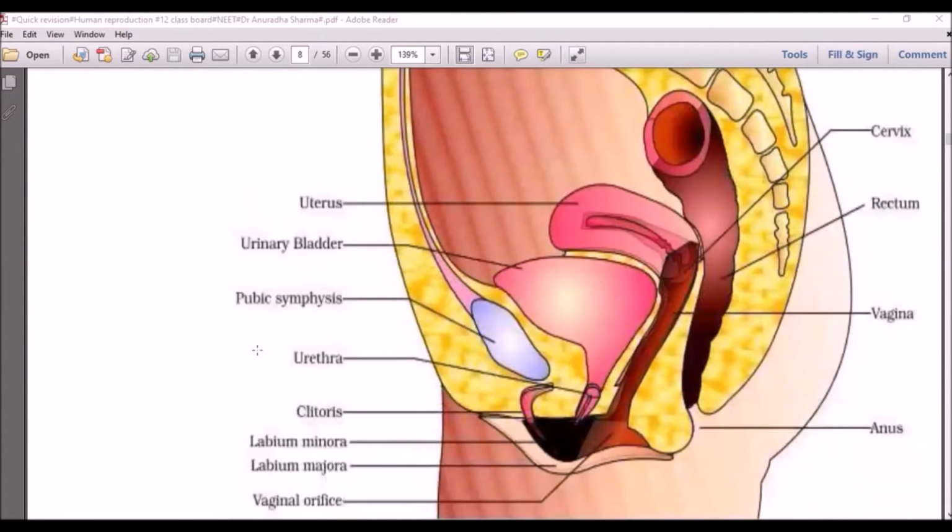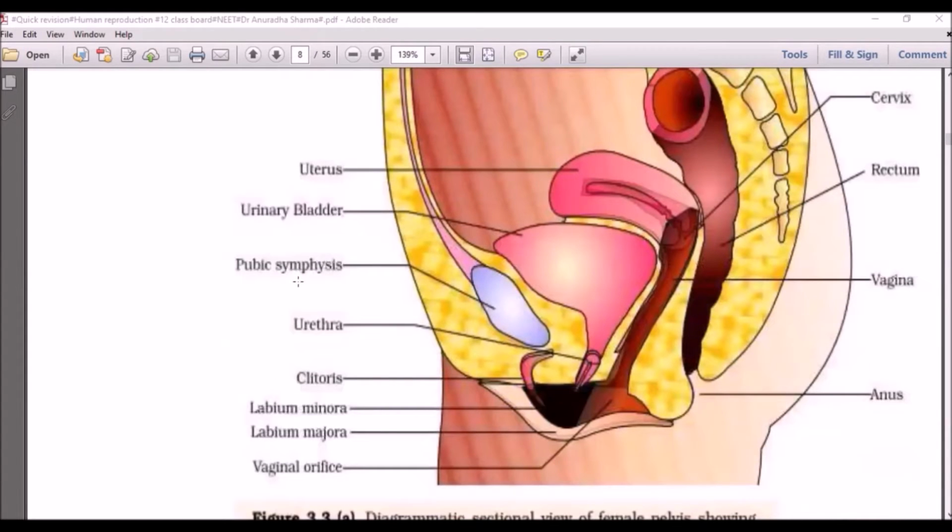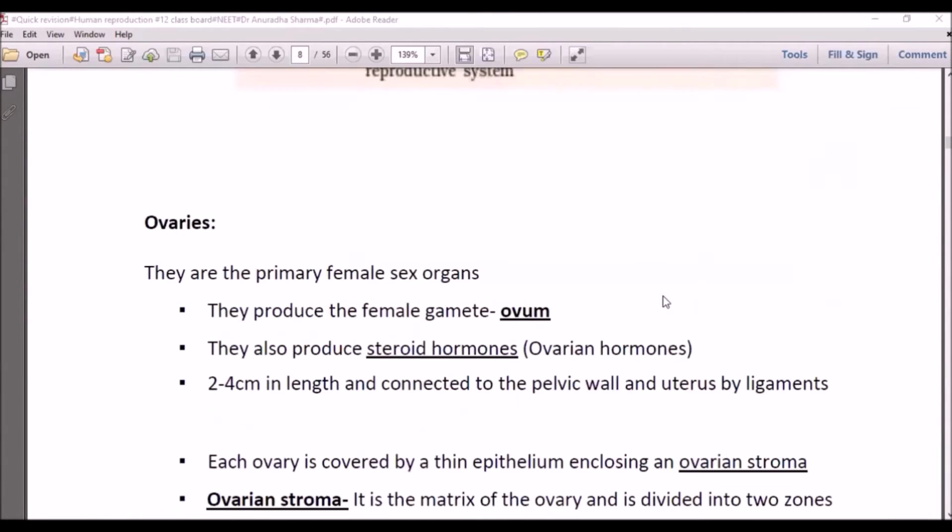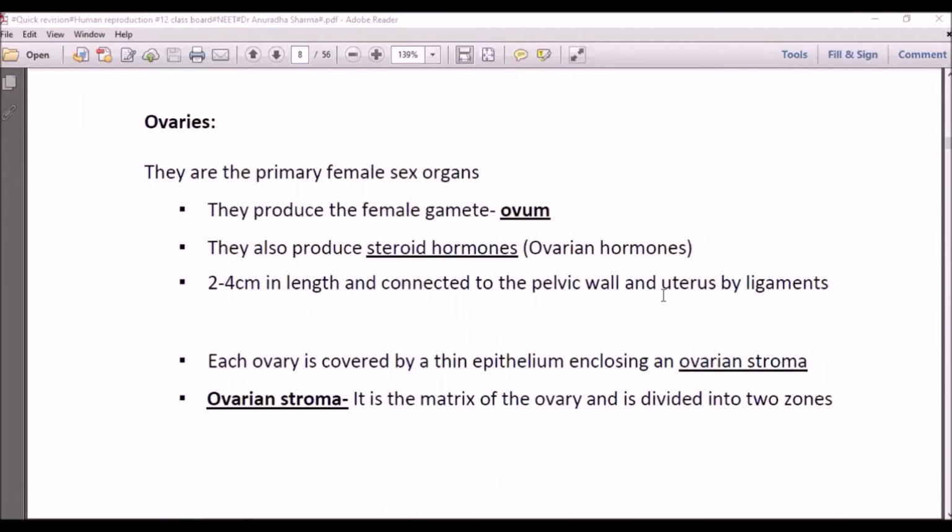So this is the diagram of the female reproductive system. Here you can see the uterus, urinary bladder, urethra. These three parts are external, that is labia minora, majora, vaginal orifice, anus, vagina and rectum. So these are different parts. Now we should study the function of each and every part. So first we will discuss the ovaries.